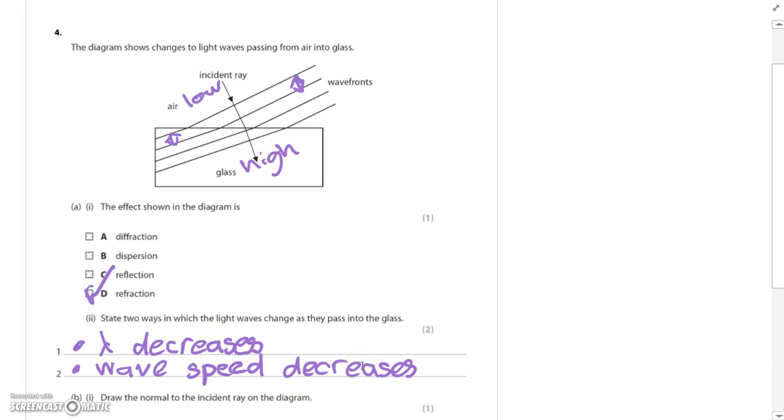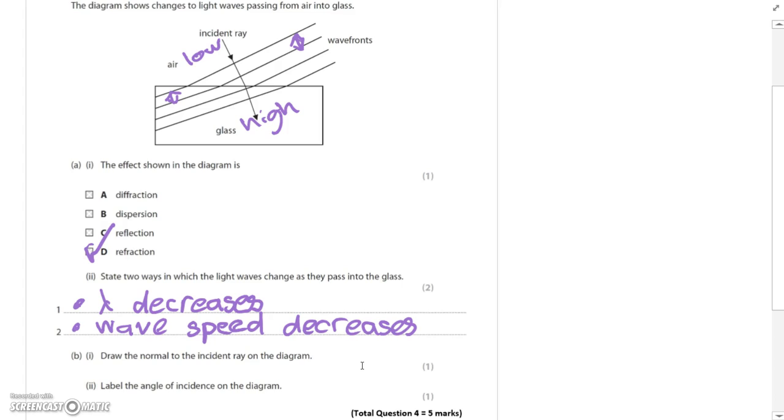There is one more thing that we can say, but first I'm going to have a go at questions B1 and B2, and then I'm going to come back and explain the third part. B1, it says draw the normal to the incident ray on the diagram. Okay, now the normal always should be right at the very point where the ray enters the new medium, and it's always drawn perpendicular to the medium.